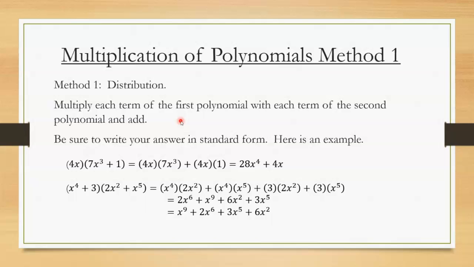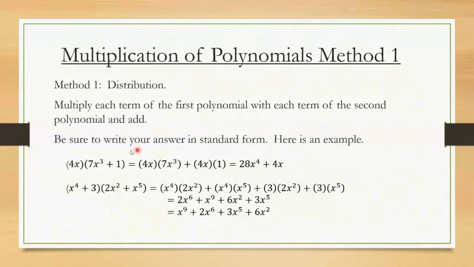So again, we multiply each term from the first polynomial with each term from the second. And then you just add the results together. Okay? All right. So this is one way of multiplying. I will show you another way as well. Let's just work on this though. And again, it's really good to write your answer in standard form if you can.